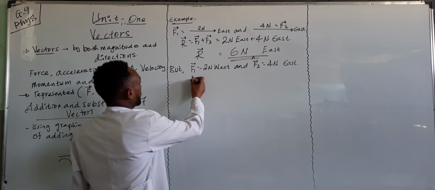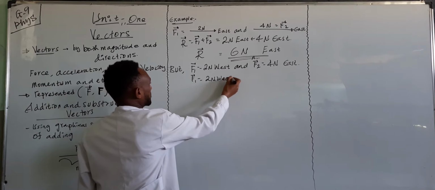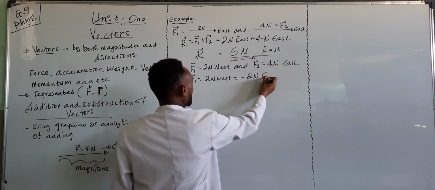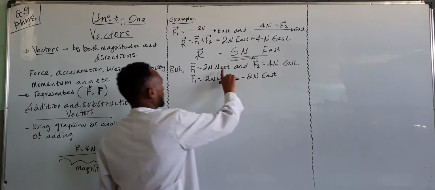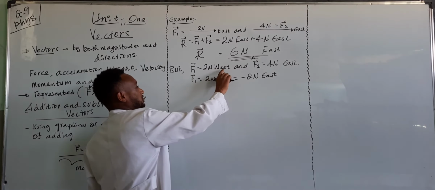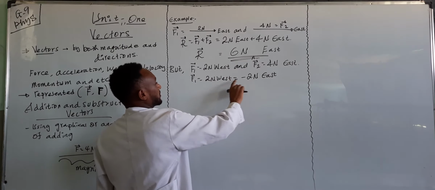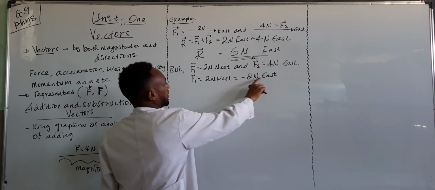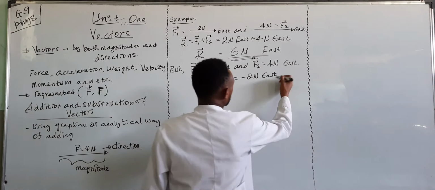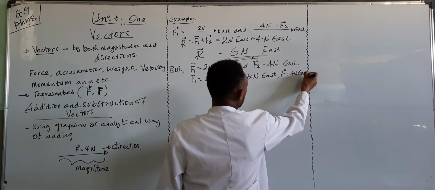Now, force 1, which is equal to 2 Newton in west direction, means that it is equal to the negative of 2 Newton in east direction. So that means the opposite of this 2 Newton force in west direction is, while changing the direction, a negative 2 in east direction. And that means force 2 is 4 Newton in east direction.